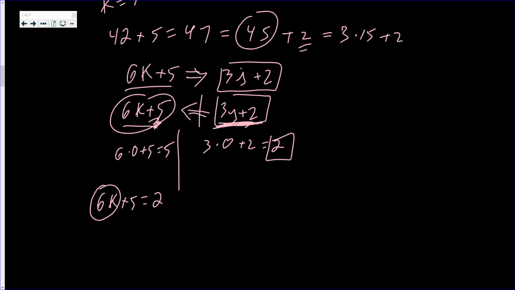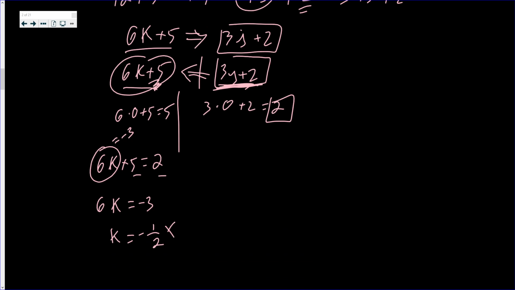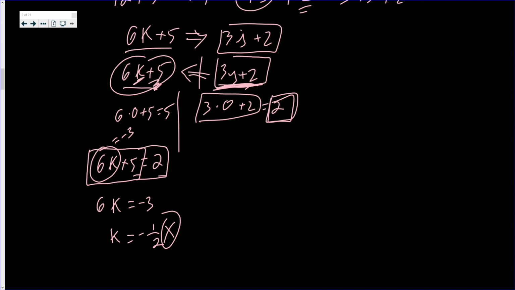Well, the answer is yes, and that's when 6k is negative 3, because negative 3 plus 5 is 2. Well, if 6k is negative 3, that means k is negative 3/6, or a half. But we don't allow that. We want k to be an integer. So no. I did take a number in this form, and I could not write it in this form. I couldn't write the number 2 in that form. So the answer is no.